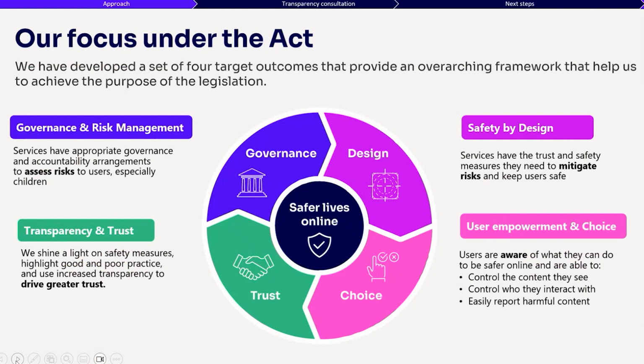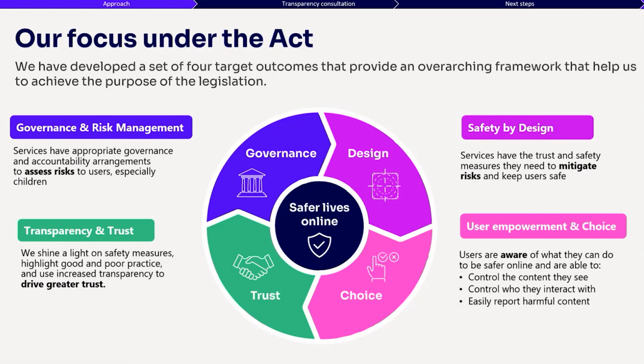Thank you. So the Act, as many of you know, is very broad and very deep to ensure that we've got a kind of clear focus in the coming years to ensure that we realise our ambition of making life safer online for people across the UK. We've got 4 clear strategic objectives, and they focus on governance and risk management. So we want to ensure that all services, all regulated services, have in place appropriate governance and accountability arrangements, so they're assessing risk and making sure that across the business steps are being taken to address those risks of harm, particularly to children.